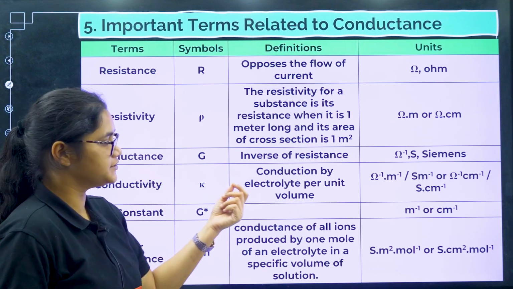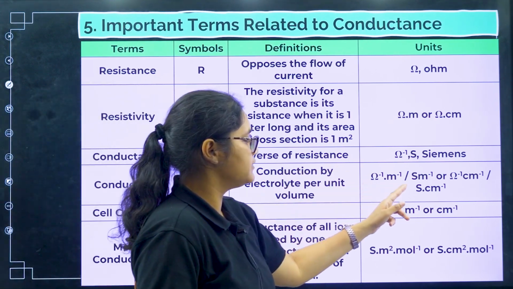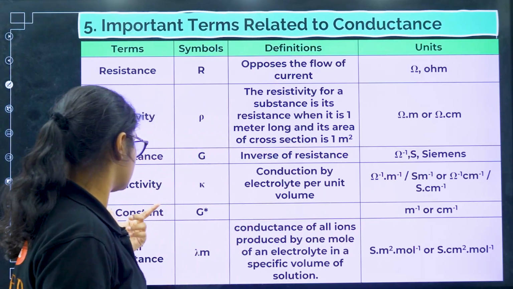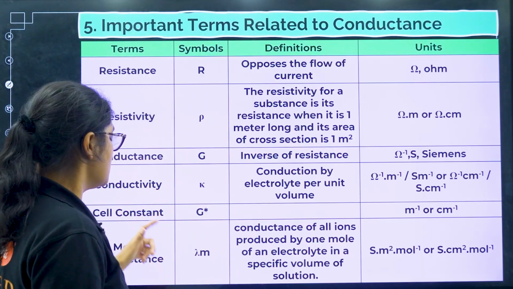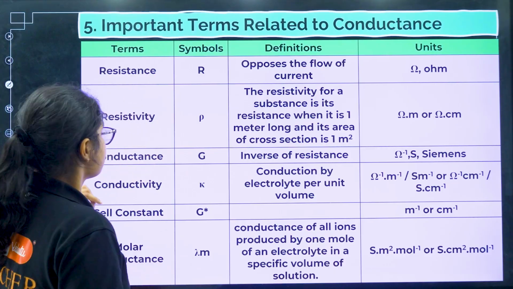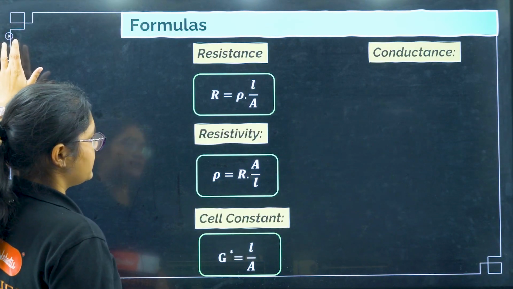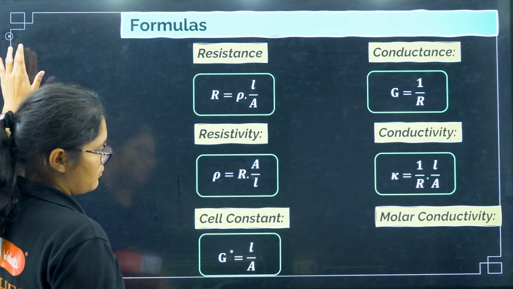Then conductance is G, that is ohm inverse, conductivity is ohm inverse meter inverse, and cell constant is meter inverse. Molar conductance is S centimeter square mole inverse. Okay. Then we have formulas here, so you can quickly revise all these formulas, very important ones.